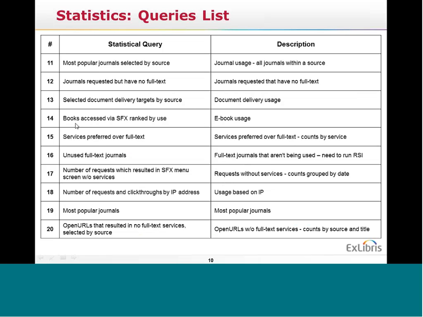Number 14, books accessed via SFX ranked by use. This will give you an idea of ebook usage from the SFX menu. Number 16, unused full-text journals. This refers to full-text journals that are not being used. So this could be important. It also could be an indicator that an indexing job called the Rapid Service Indicator indexing job, or RSI for short, needs to be run. And if that may be the case, then you would log a support case and the support team would take a look at it. Number 19, most popular journals.